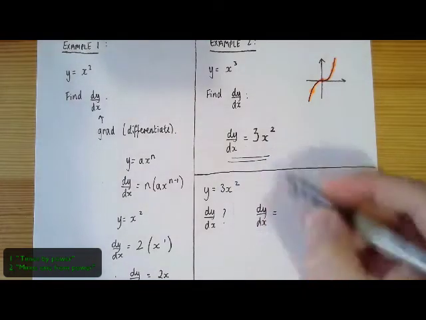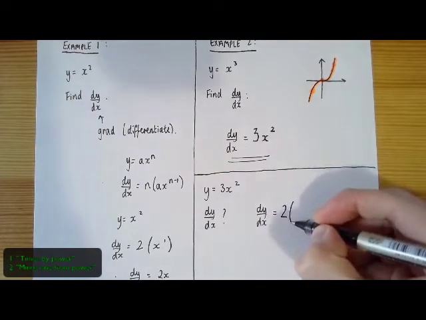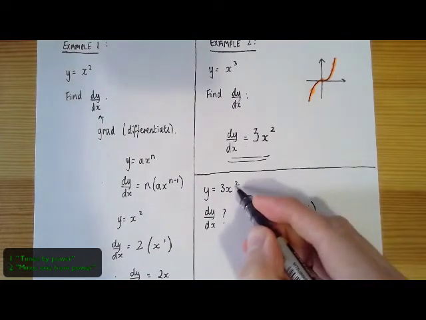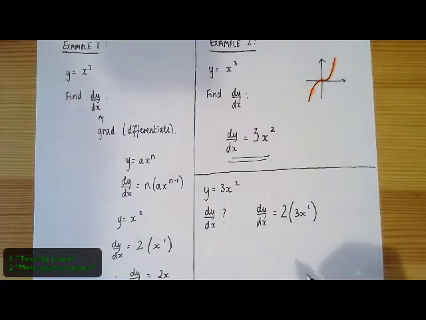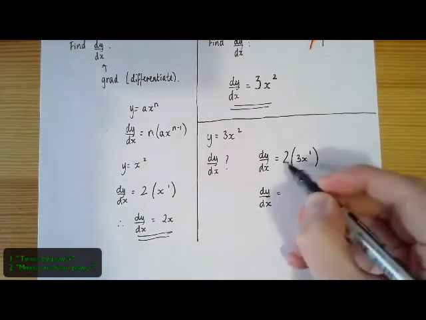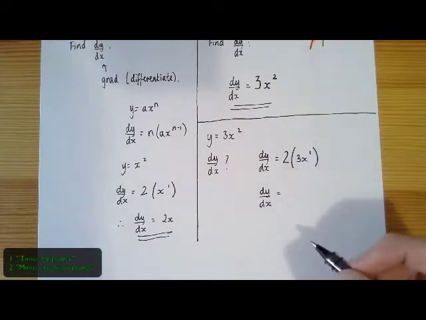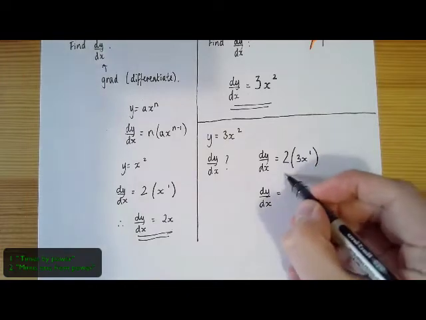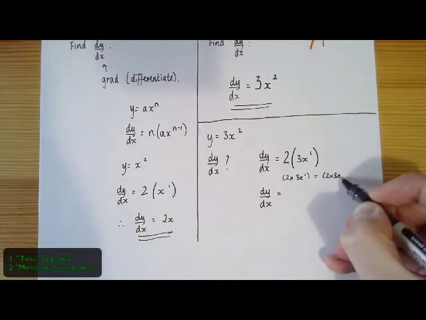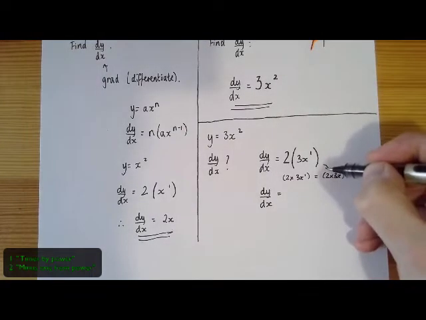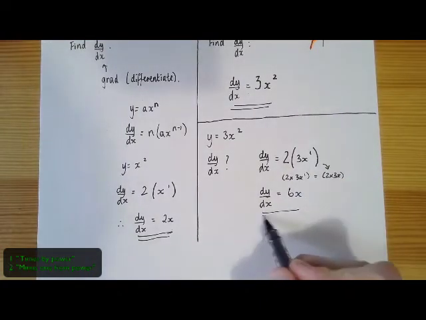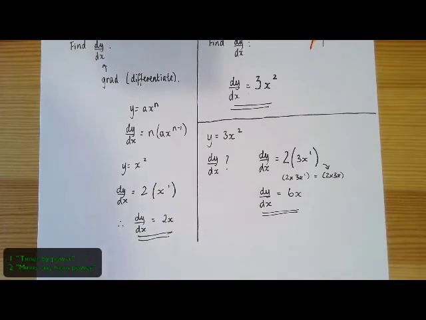So bringing this power down to the front, I get a big 2. We're multiplying that by 3x to the power 1, because we have reduced our power by 1, so the 2 has now become a 1. Now, writing dy dx again, I can multiply this 2 with everything inside this bracket. And what that basically means is 2 times 3x to the 1, which is just 2 times 3x, because we don't really need to write that 1. So that's what we're actually doing here. So then our answer is 6x, and that is the derivative of 3x squared.